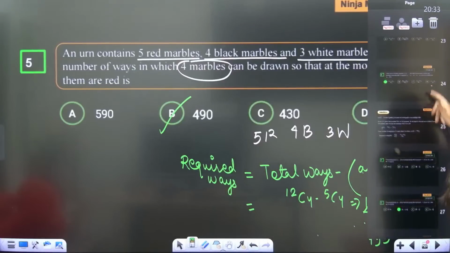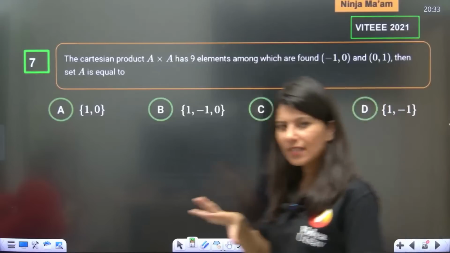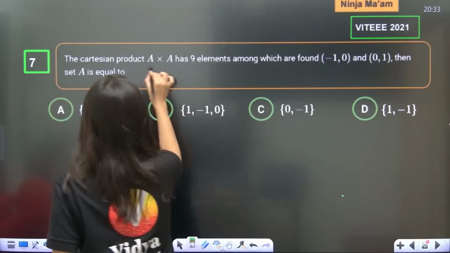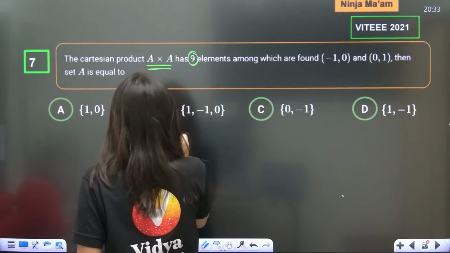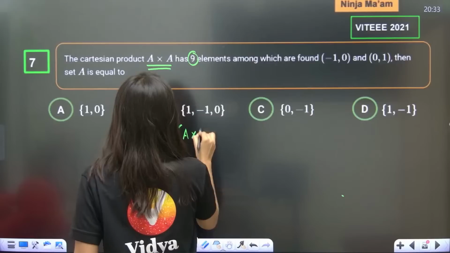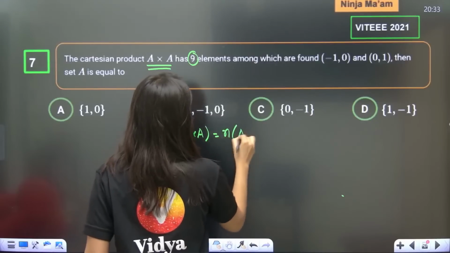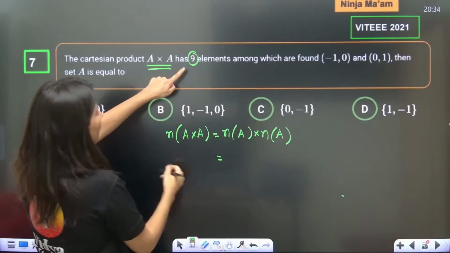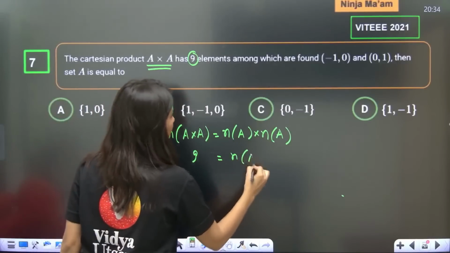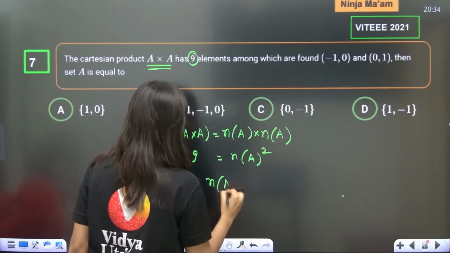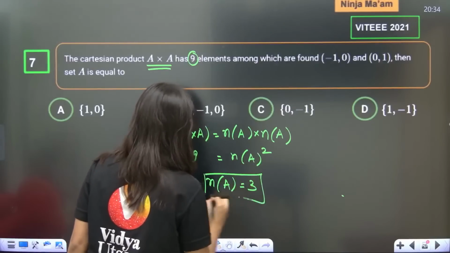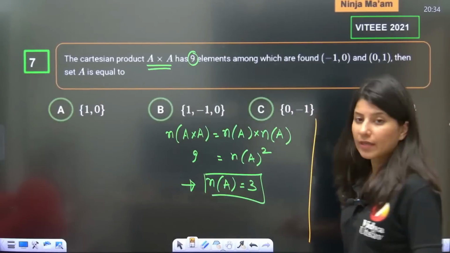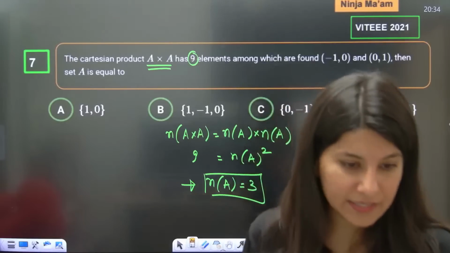The next question on your screen is again an easy question. Let us do it quickly. Cartesian product A cross A has 9 elements. You know what? Cardinality of A cross A is nothing but cardinality of A into cardinality of A. Do you know this formula? So cardinality of A cross A is 9, which is nothing but cardinality of A square. So cardinality of A is nothing but 3. Cardinality of A is 3, my dear students.